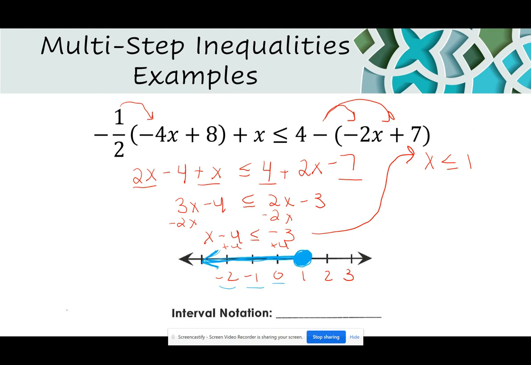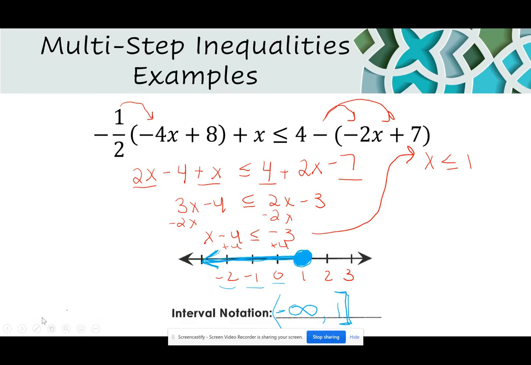And to write this in interval notation, our arrow is going to the left, so our infinity is on the left-hand side, which makes it a negative infinity. So all of our possible answer choices go from negative infinity to positive 1. This always gets a parenthesis, and this is a closed circle, so it is a bracket.